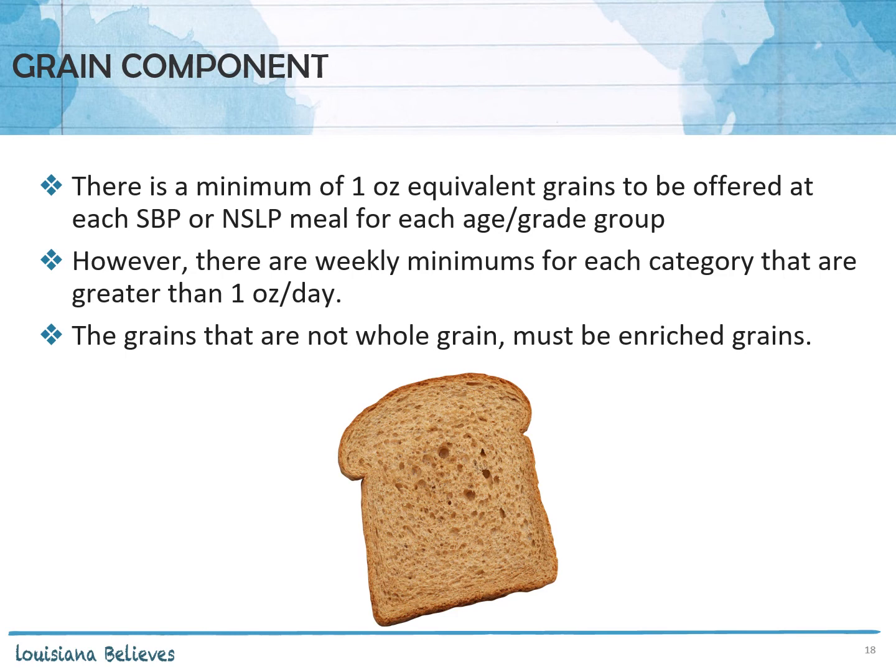A whole grain rich product must contain 50% or more of whole grains by weight, with any remaining grains being enriched. If meat alternates are substituted for grains in the school breakfast program, the whole grain rich requirement only applies to the actual grains offered. Preschoolers must be offered whole grains at least once per day.